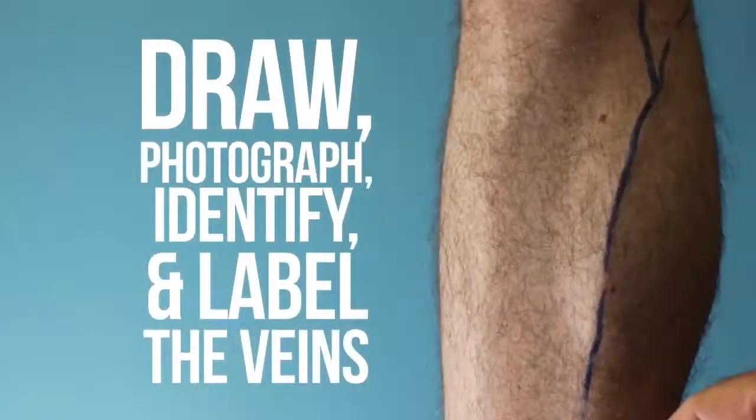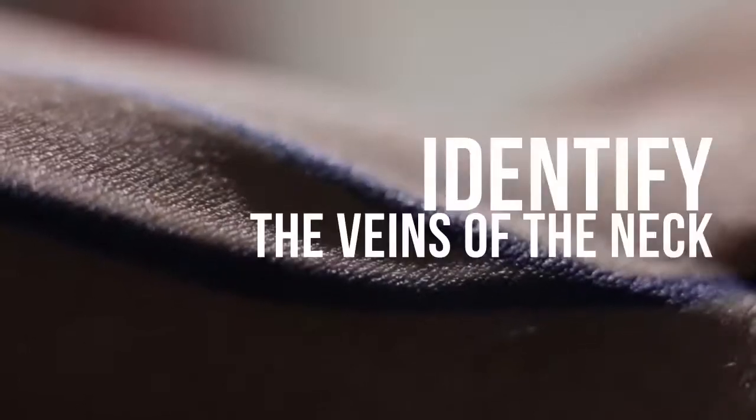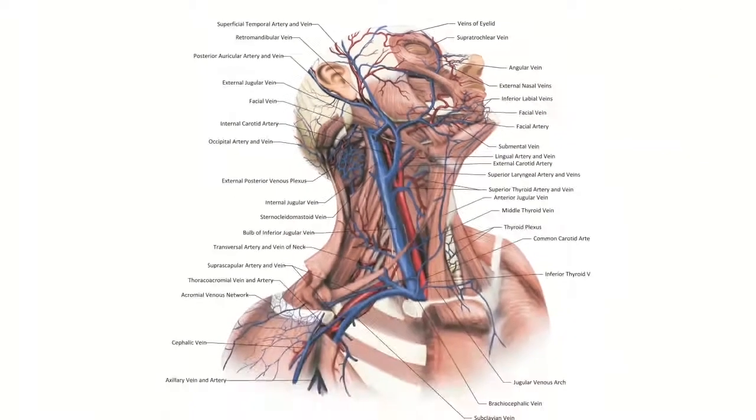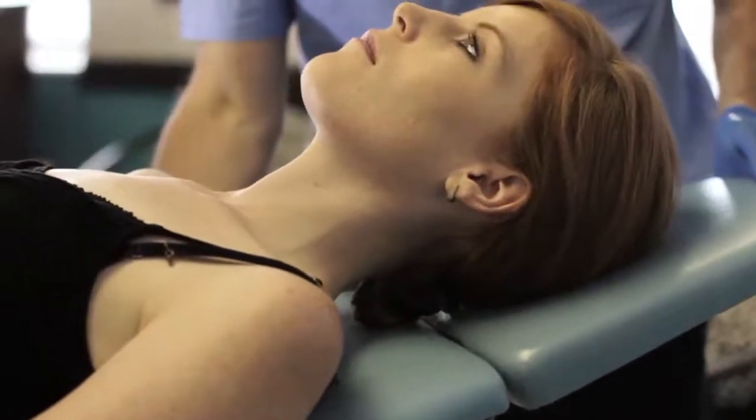Draw, photograph, identify, and label the veins. Identify the veins of the neck. Study the superficial veins of the neck. Ask the volunteer to expose the neck area.